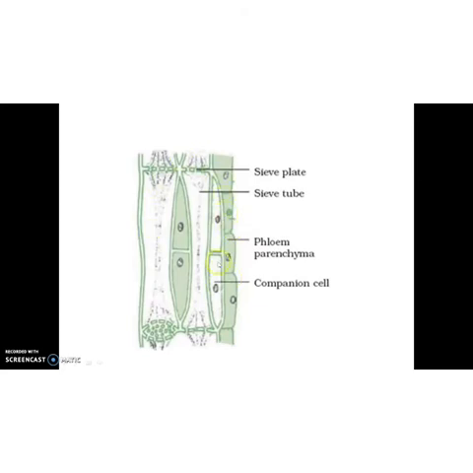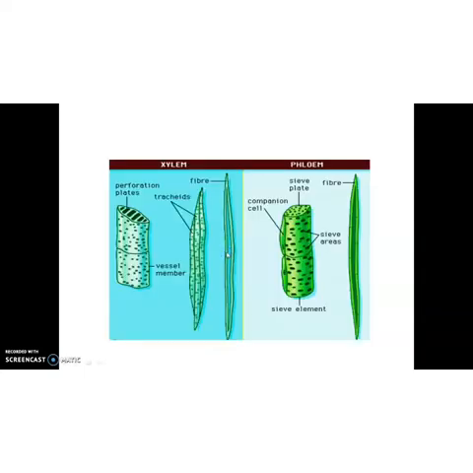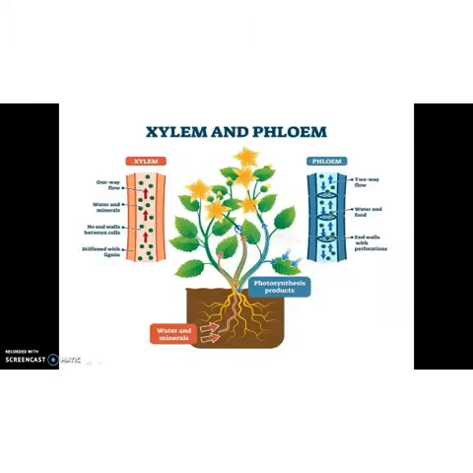Same diagram is there in our textbook. You should copy this diagram to your notebook. So you can see sieve plate, sieve tube, phloem parenchyma and companion cells. Okay? And this is xylem vessel, xylem tracheid, xylem fiber. This is phloem sieve element. Sieve plate will be there and fibers. And you should draw this diagram to your notebook. The same diagram is there in our textbook.